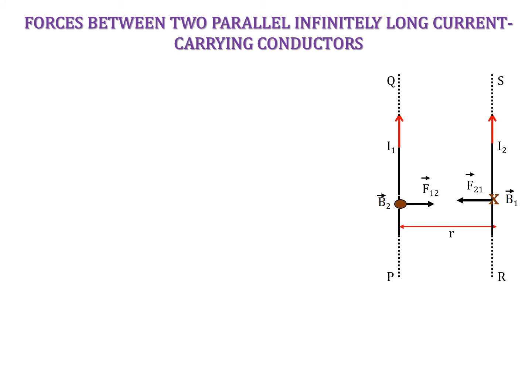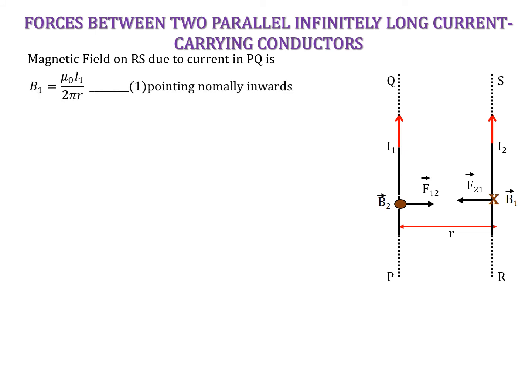Now let us derive the expression for force. First, let us write the expression for magnetic field on RS due to current in PQ. Current in PQ is I1. It is a straight conductor. So magnetic field will be mu naught I1 upon 2 pi R. It is pointing inwards, represented by cross.